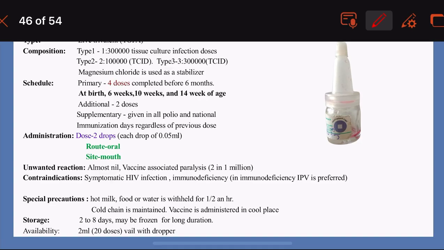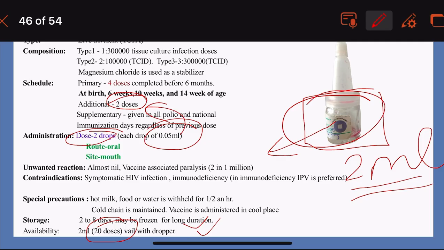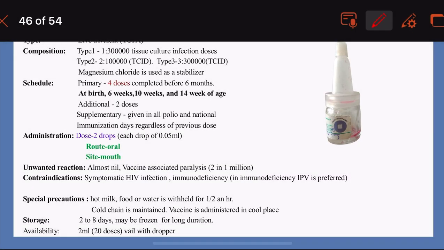Availability is 2 ml, a 20 dose vial with a dropper. So the 2 ml can give 20 doses. We have 2 drops each containing 0.05 ml, which make up a dose. So 2 ml can supply up to 20 doses. A vial can contain 20 doses. It also has a dropper. Is it clear? This is all about the oral polio vaccine.